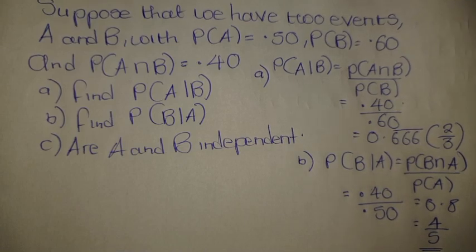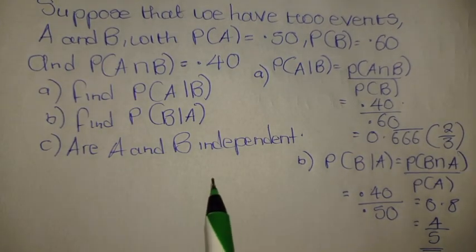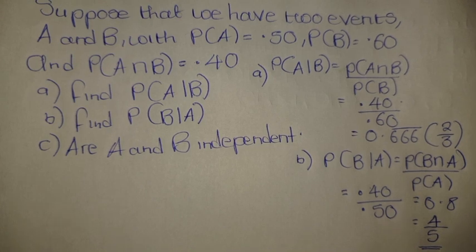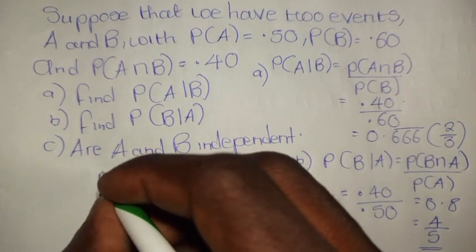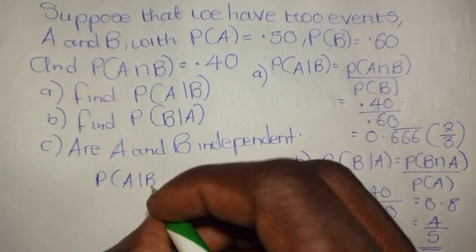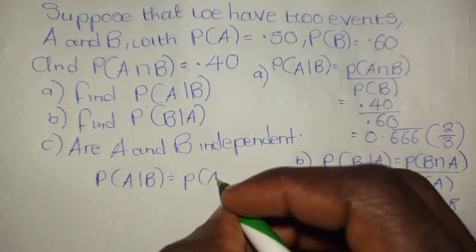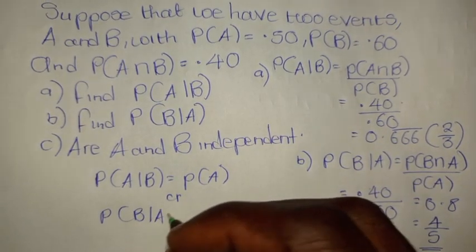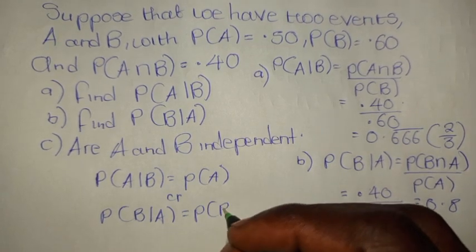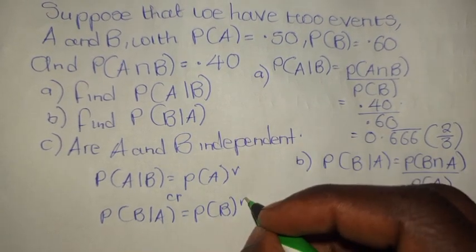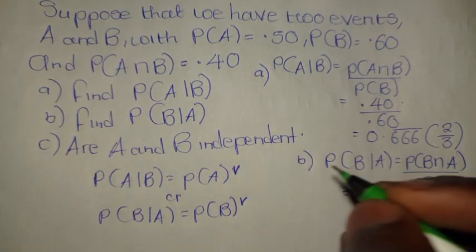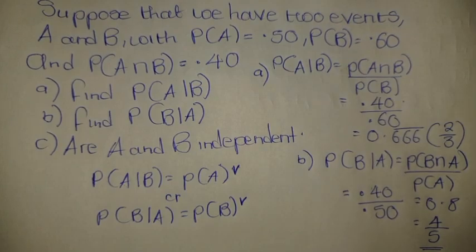Then the other question which we have reads: are A and B independent? For you to come to a conclusion that two events are independent, you need to realize that the probability of A given B should be equal to the probability of A, or the probability of B given A should be the same as the probability of B. So if they are obeying these, then the two events are independent. But if they are not obeying, then the two events are dependent.